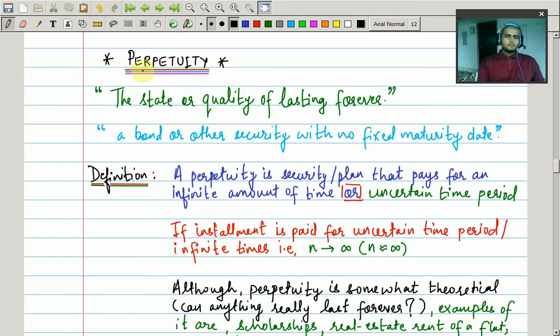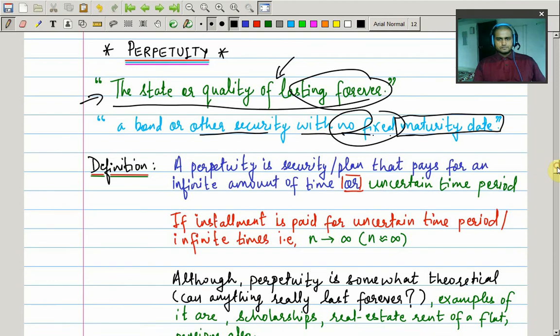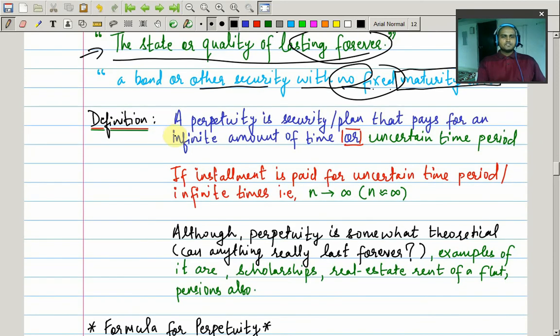Next topic is perpetuity. So what do we mean by perpetuity? The state or quality of lasting forever. This is the basic dictionary meaning of perpetuity. Here I have one more definition: a bond or other security with no fixed maturity date. This is important: no fixed maturity date, or lasting forever. So let's read this definition of perpetuity.